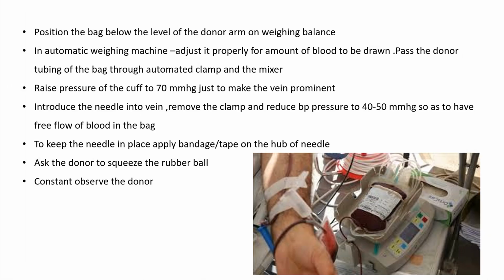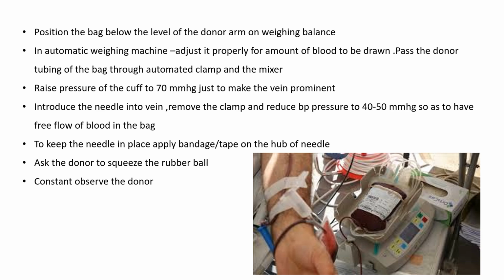Now the position of the bag should be below the level of the donor arm on the weighing scale balance. In an automatic weighing machine, we have to properly adjust the amount of blood to be drawn. Pass the donor tubing of the bag through the automated clamp and the mixer.